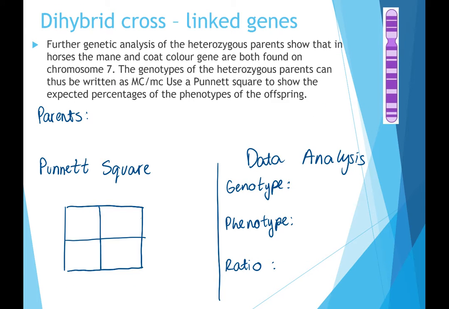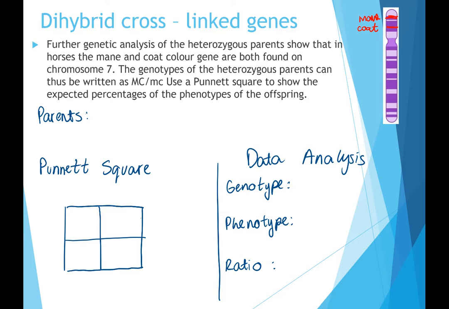So this is an example of a dihybrid cross with linked genes. And what linked genes mean is that, just like I showed you before, we're going to have two genes that are found on the same chromosome. So, for example, the mane color might be up here, and then the coat color might be here. So they're found together and they're going to be inherited together.